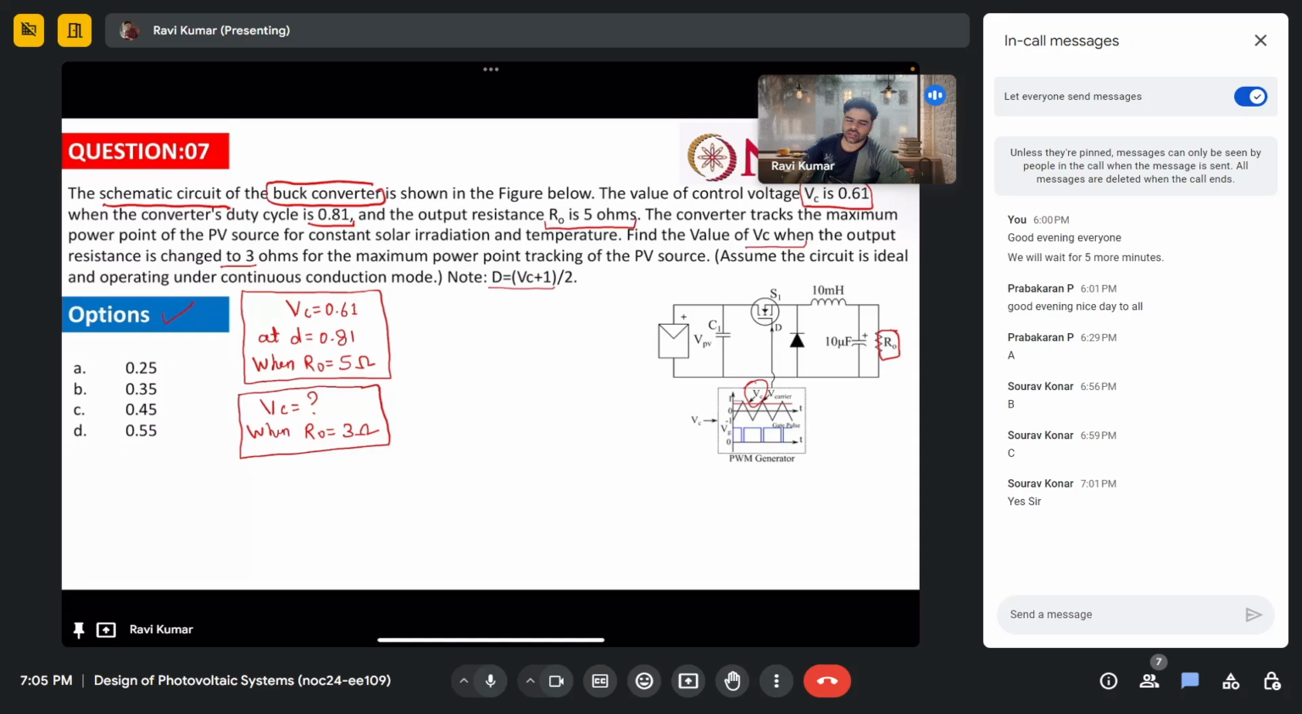Just use the power conservation formula here. It is saying the solar radiation is constant and temperature is constant. It means the power output from the solar module will be constant. Only R naught, that is the load resistance, is changing. Write power in terms of voltage and then use the power conservation formula and calculate first D, then VC.